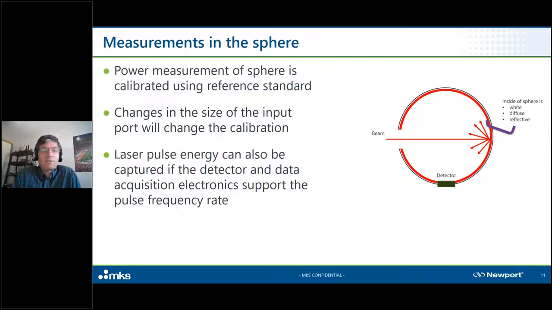Another thing I'll mention, and this is a big topic in itself, is that laser pulse energy can also be captured if the detector and the data acquisition electronics support the pulse frequency rate. So that gets into a lot of the electronics of the situation, which I won't go into very deeply, but you can also, in addition to measuring power, measure the laser pulse energy.